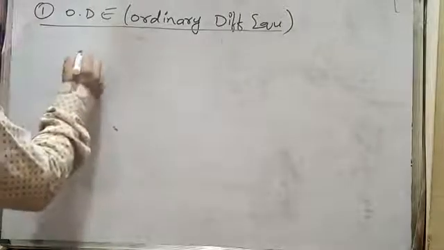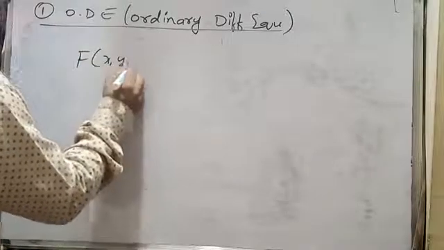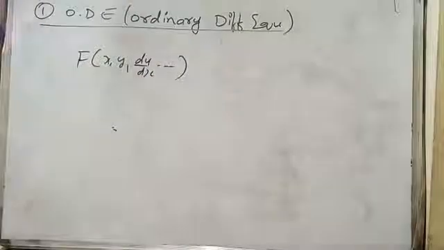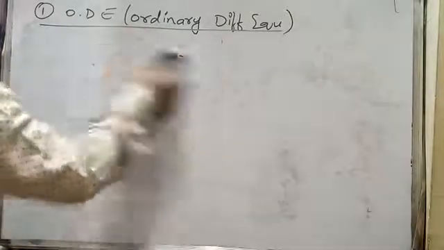You can see it here. It is a relation between x, y and dy by dx, and so on. You can see this. It is a relation between which ones? An independent variable, dependent variable, and its derivatives. Right? So now we will see what we mean by ordinary differential equation.